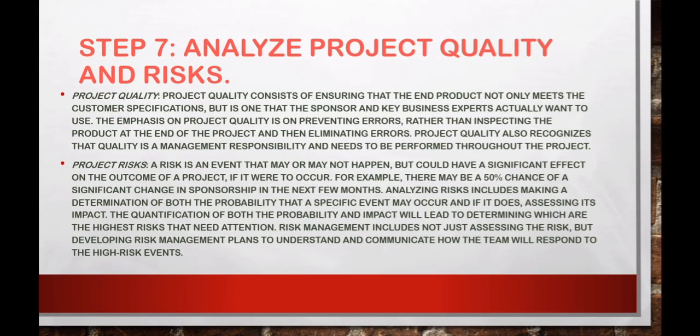Step 7. Analyze project quality and risk. Project quality consists of ensuring the end product not only meets the consumer specification but is one that the sponsor and key business experts actually want to use. The emphasis of project quality is on preventing errors rather than inspecting the project at the end of the project. In eliminating errors, project quality also recognizes the quality of management responsibility and needs to be performed throughout the project.